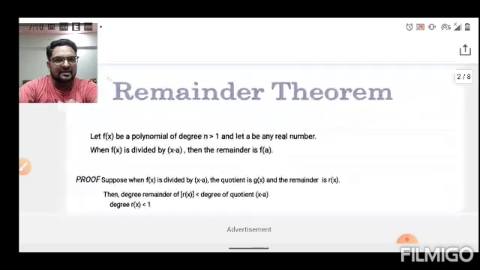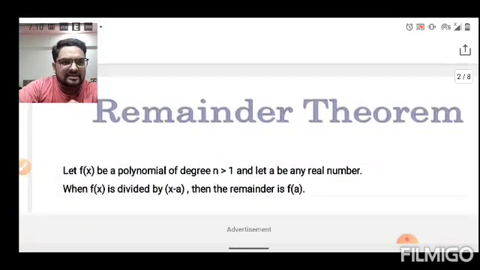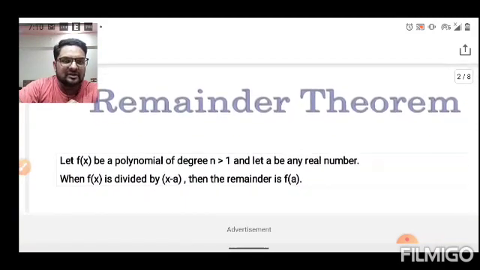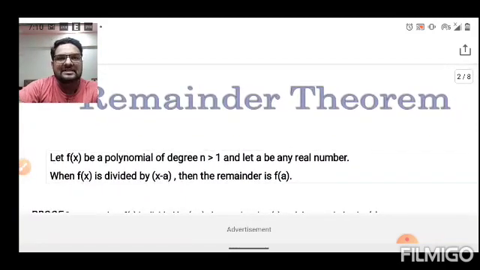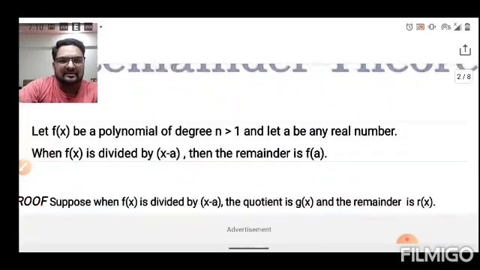Here, before we proceed with the exercise, let us understand the meaning of the remainder theorem. What does the remainder theorem actually tell us? It tells us that if p of x is a polynomial of degree greater than 1, and a is a real number, then when f of x is divided by x minus a, the remainder will always be f of a.